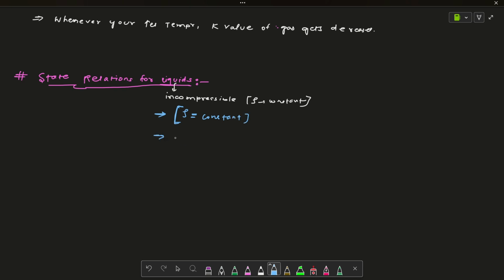The second relation comes up as Cp equal to Cv equal to constant. These values always remain constant, unlike gases. In gases Cp and Cv do not remain constant; they vary according to the gas, but in this case they remain constant, even with temperature. And in case of enthalpy we write dH equal to Cp dT. These are the three idealized state relations for a liquid. I will write it here: idealized state relations.